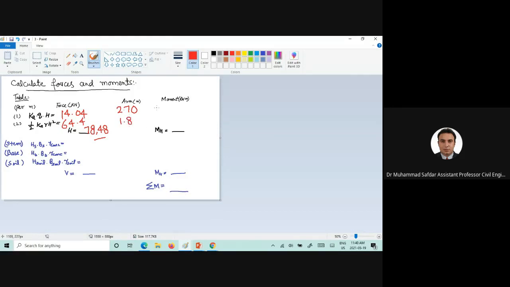Now I need the moments here as well. So simply multiply the force with the lever arm, and that will give you the moment which is occurring due to the horizontal force number 1. 37.908, I would call that 37.8. And how about the second one?